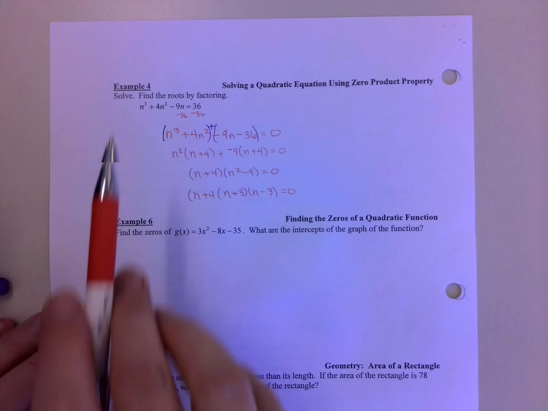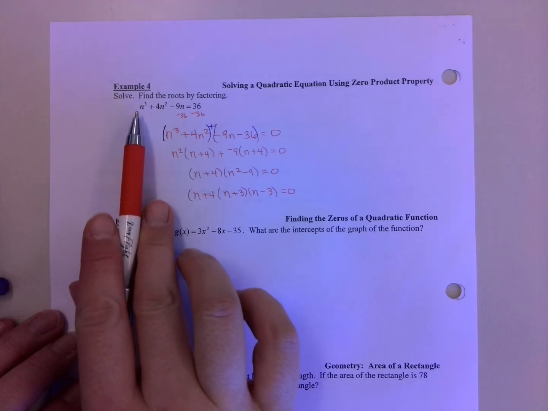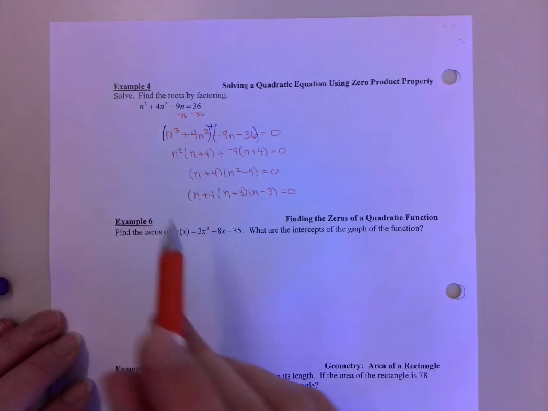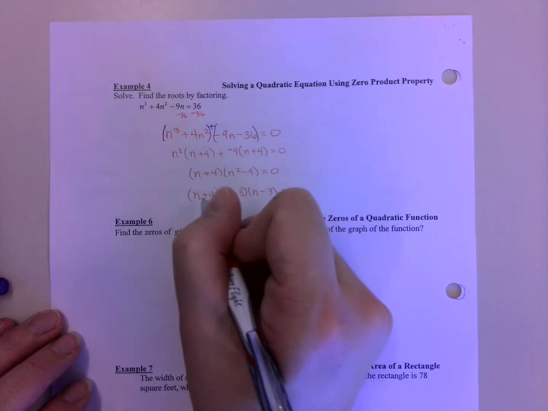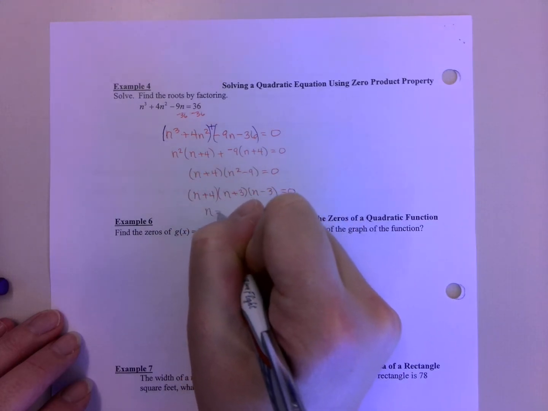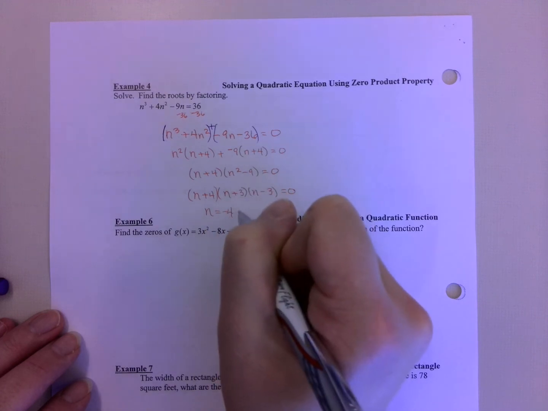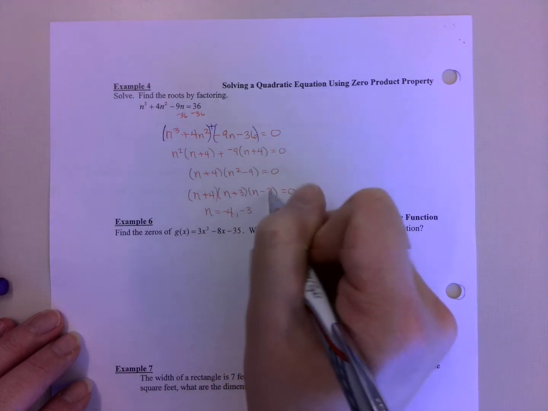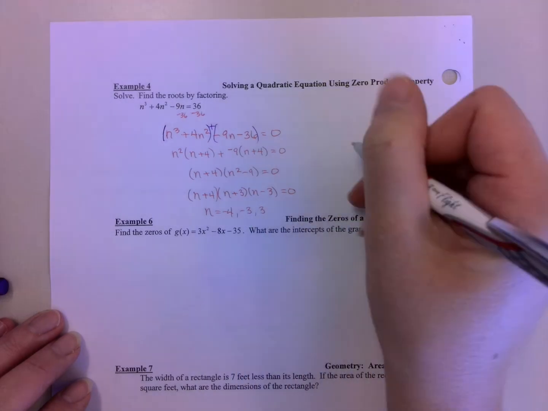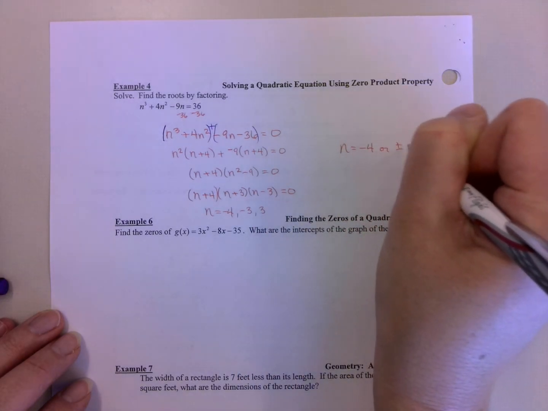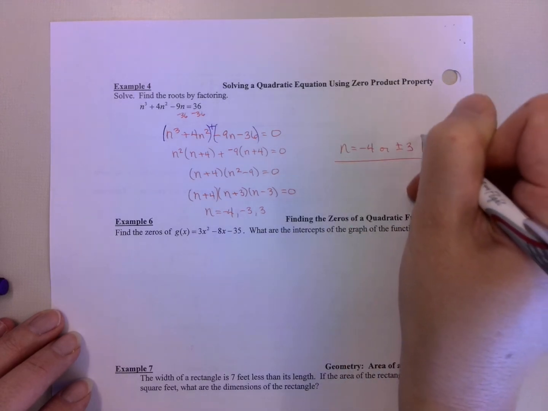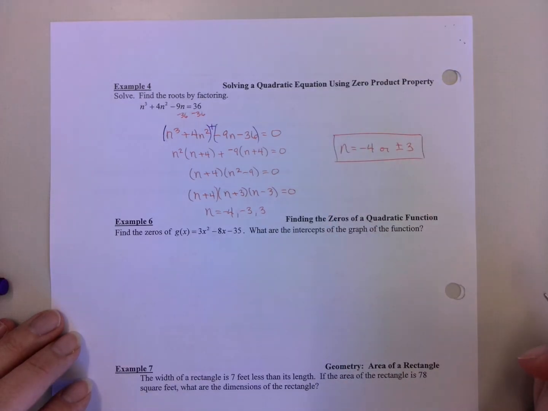Now this wasn't really a quadratic, this is a cubic, and it's going to have a chance to have 3 answers. So we would look at each of these and say, well, what would make this 0? If n was negative 4, what would make this 0 is a negative 3, what would make that 0 is a positive 3. So you might see the answer as n equals negative 4 or plus or minus 3. And that would be your final answer.